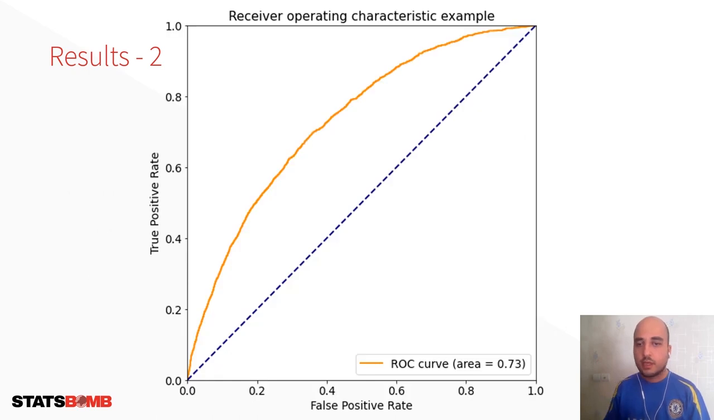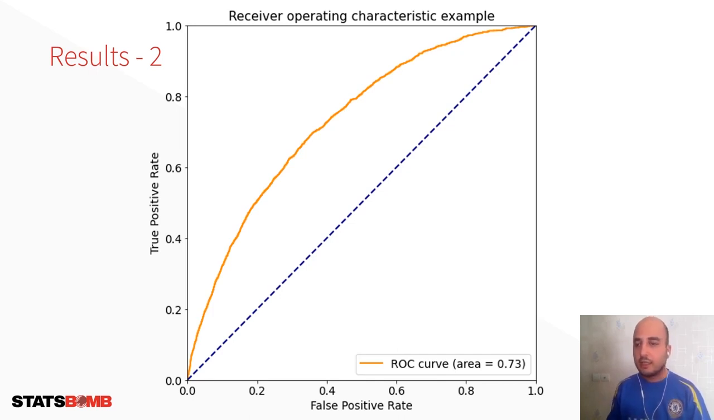And when we look at the AUC ROC curve, on the x-axis we have the false positive rate, and on the y-axis we have the true positive rate, and we can see how this curve basically is. And exactly the ROC curve shows 0.73 as the metric that we used.